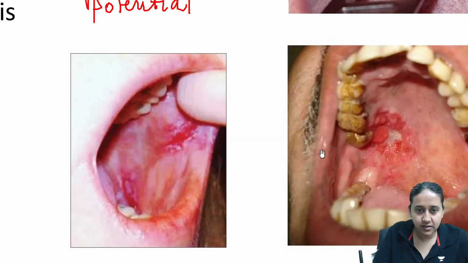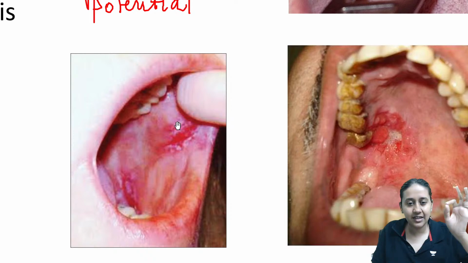And this is lichen planus. And why do I say so? Because in lichen planus, you will have a very characteristic violaceous margin.